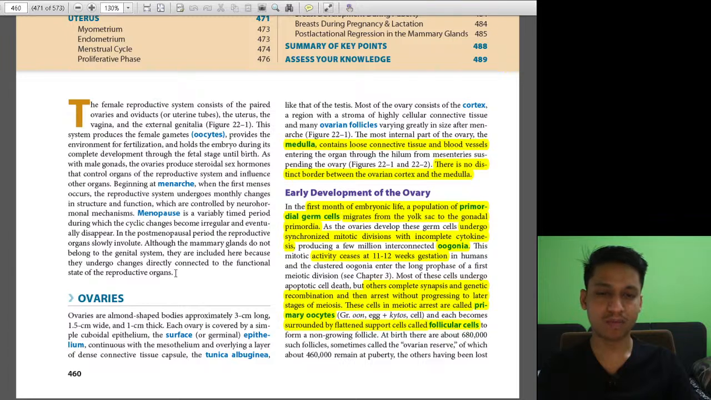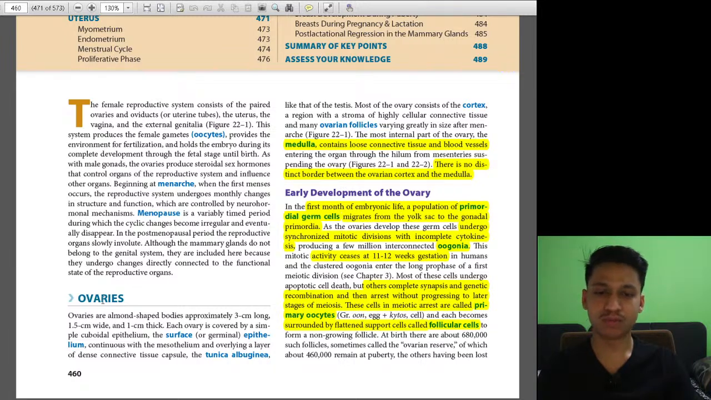So we have to remember here menarche and menopause. What is menarche? Menarche is basically the first menstrual cycle that a female experiences at the time of her puberty. And we need to know about menopause. Menopause is a period where the menstrual cycles become irregular and eventually disappear. This happens around 50 to 60 years of a female's age, and this process is called menopause.